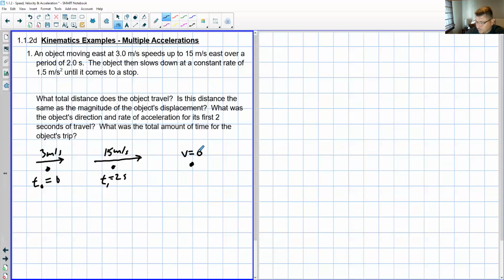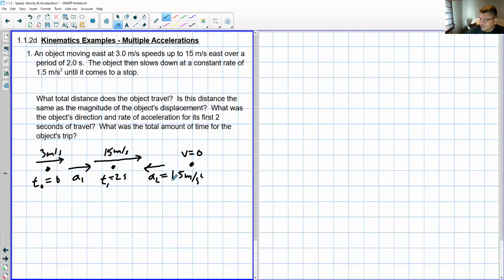So what I can tell first is that since we sped up here, that must mean we had an acceleration in this direction, and I'm going to call this acceleration 1. And then here I slowed down, so I had to have had an acceleration in this direction. And it actually tells me that the acceleration for this segment is 1.5 meters per second squared. And if our initial velocity was to the east, our velocities are all to the east, then this acceleration is to the east and this acceleration is to the west.